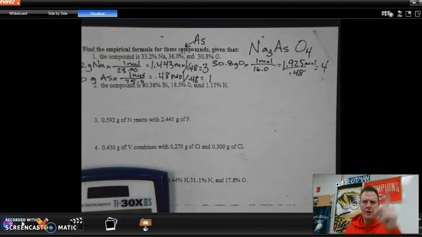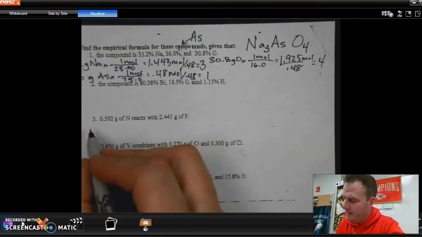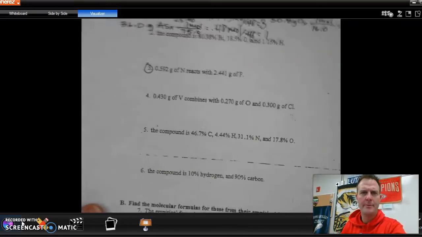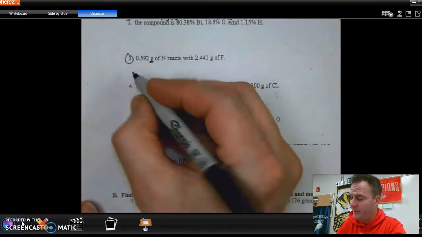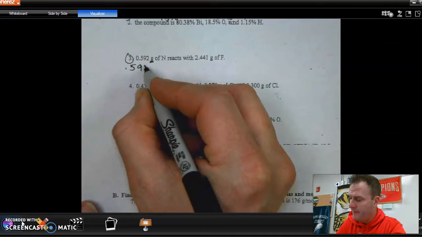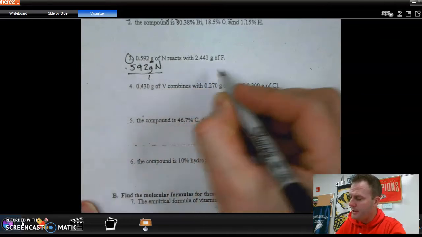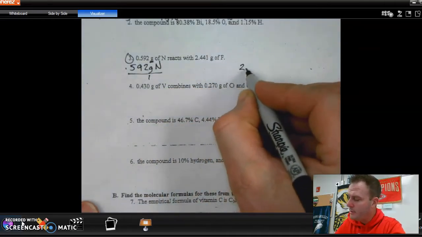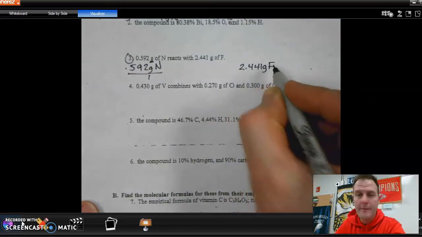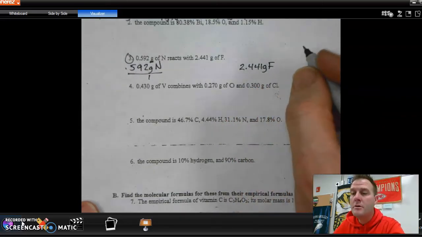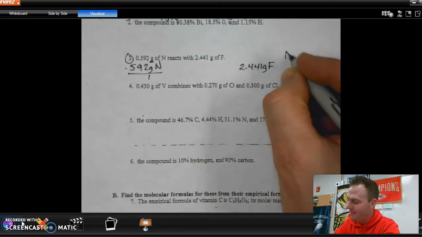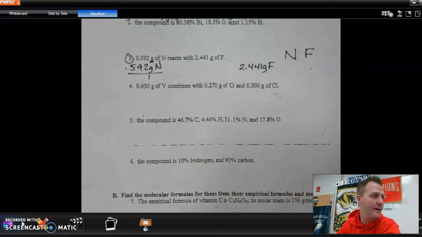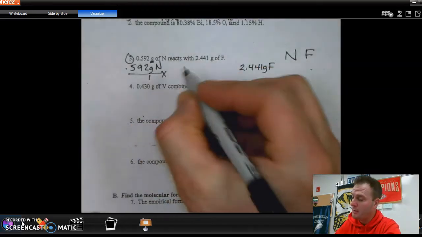Let's do another one. One more. Let's do number 3. So this one is not in percentages. This one's in grams, so either way, just make it grams. 0.592 grams of nitrogen and 2.441 grams of fluorine. So you know, it's going to have N and F for its formula. Change it to moles.